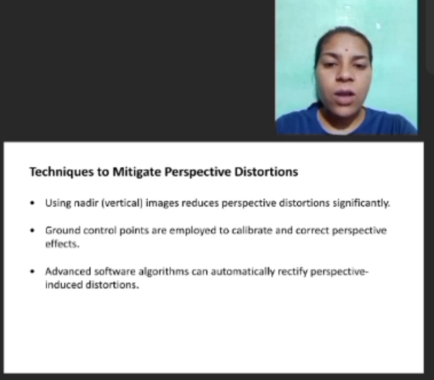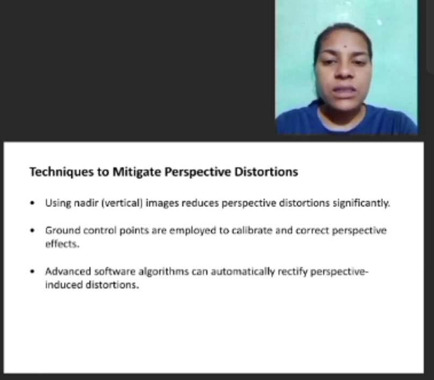Advanced software algorithms can automatically rectify perspective-induced distortions.